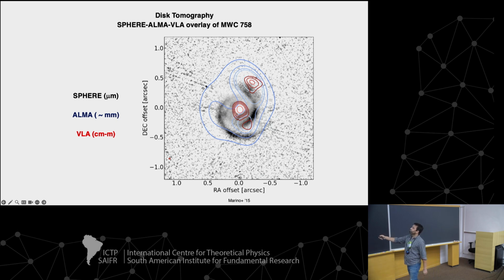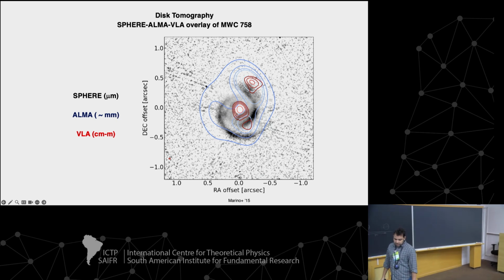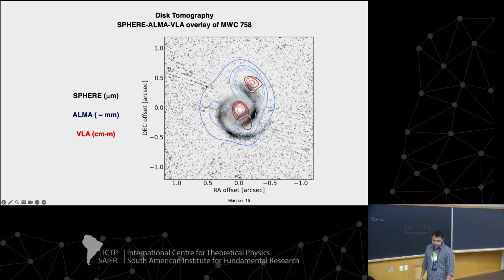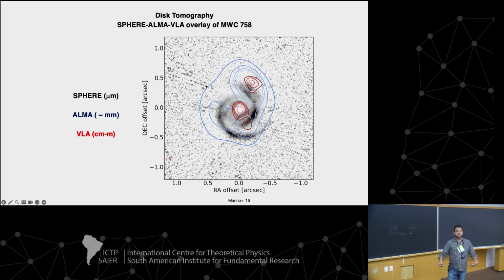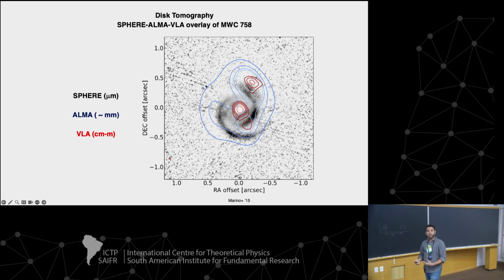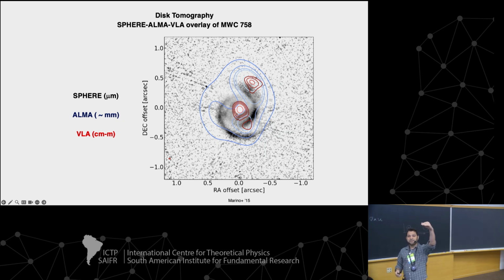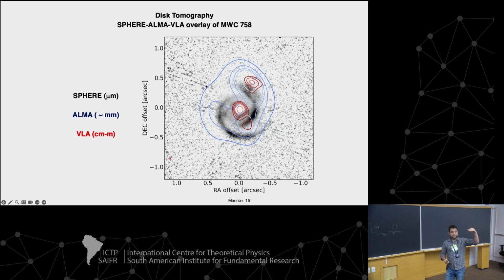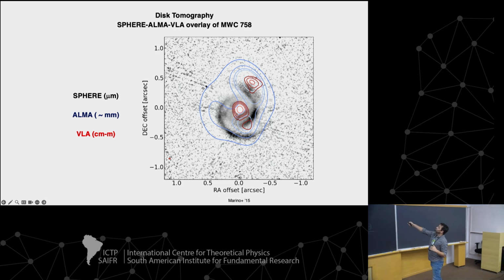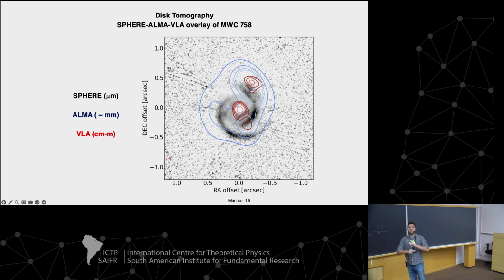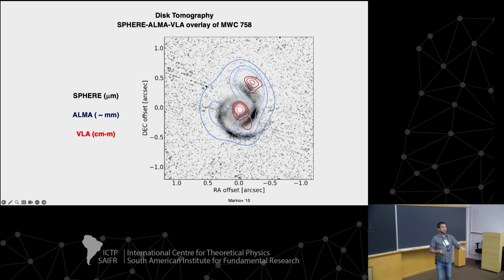SPHERE is observing in infrared, so that's micron-sized grains. The micron-sized grains, they are very well coupled to the gas, right? So you are looking only at the surface of the disk. You're not looking at the mid-plane. Infrared is very opaque. So as you see here, the infrared are the black smudges here. They are doing something else completely different than what the large grains that settle to the mid-plane do.